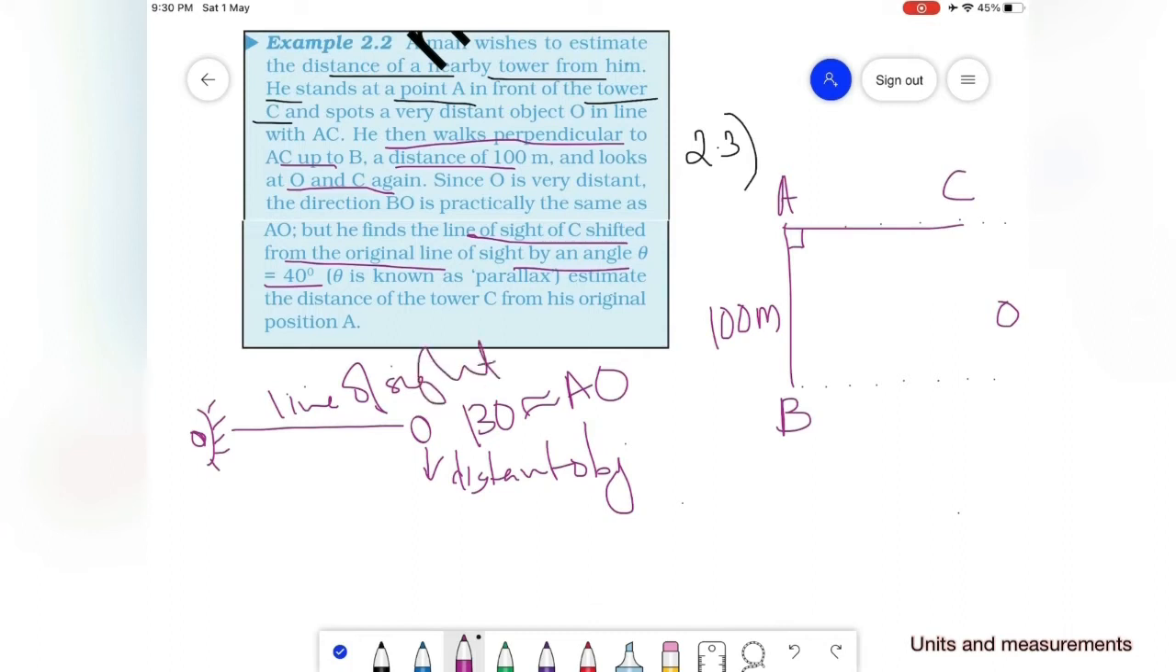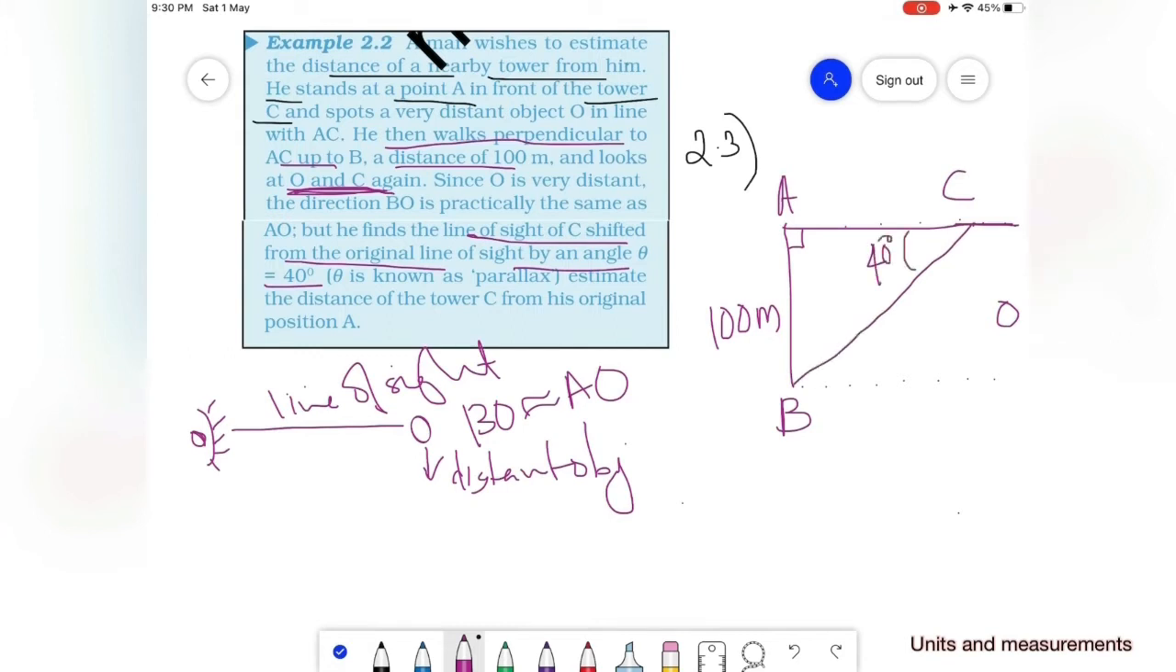Okay. So we see that from B, he has observed O and C. He notices that the line of sight of C has shifted by 40 degrees. So that angle over there is 40 degrees. That is the parallax angle. So from B to C, the angle is 40 degrees.